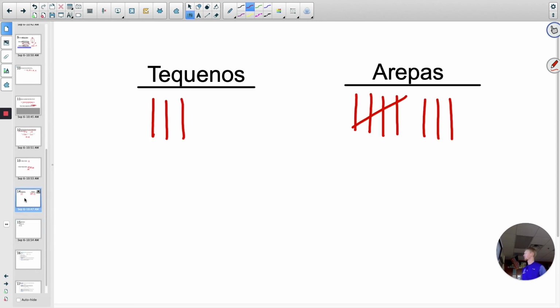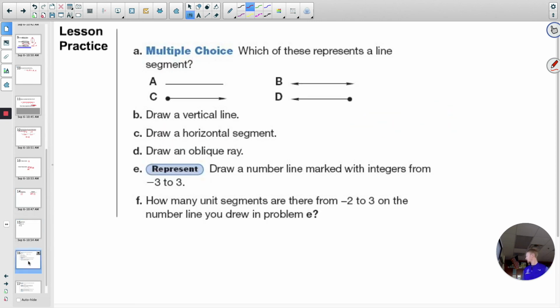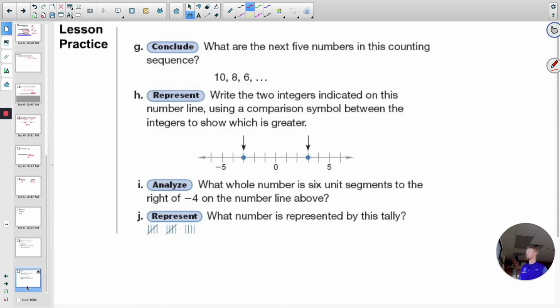All right, here is your lesson practice. It has to do with lines and with tallies and with number lines.